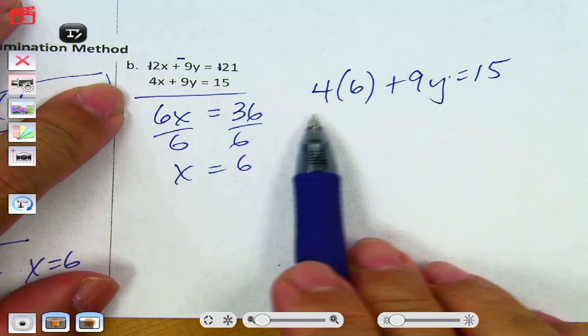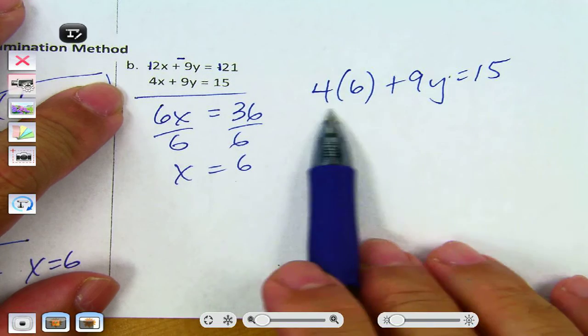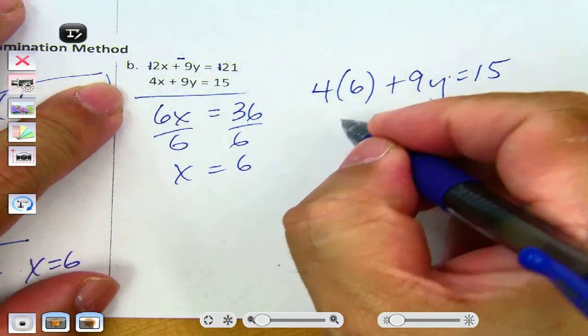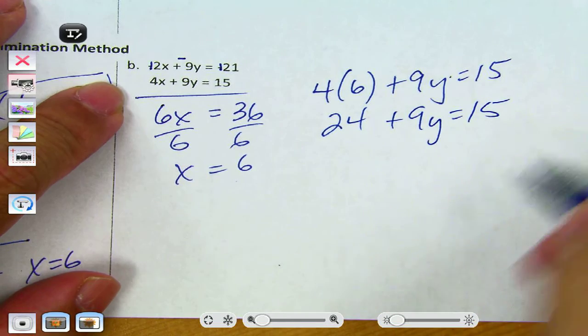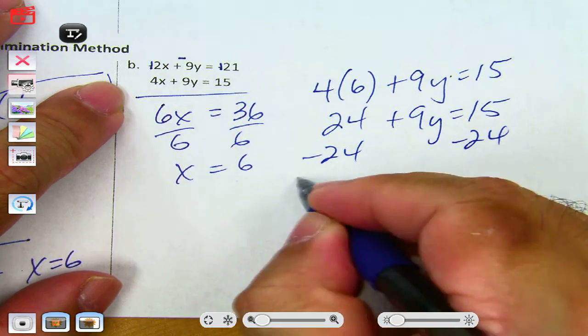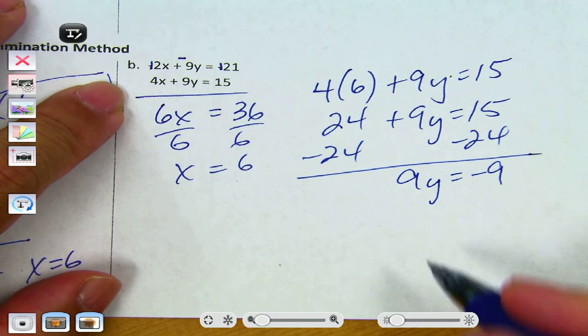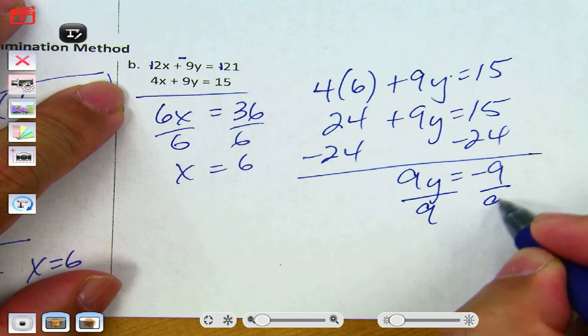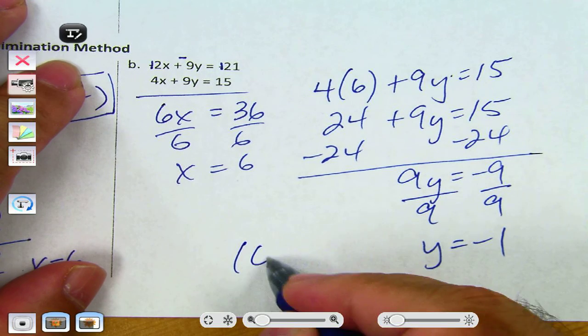So it's 4(6) plus 9y equals 15. Go ahead and work it out. 4 times 6 is 24. Subtract 24 from both sides. Divide by 9. So, final answer, (6, negative 1).